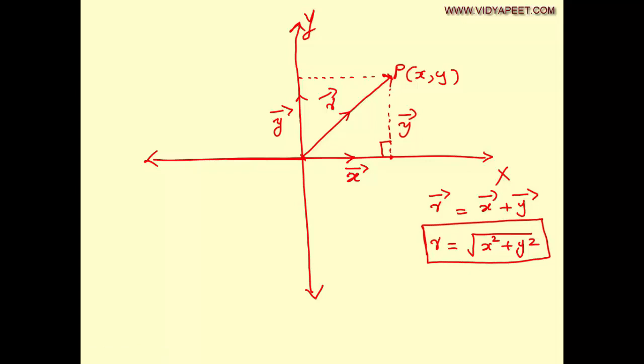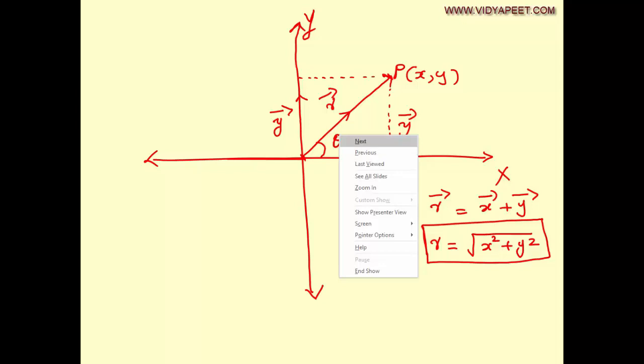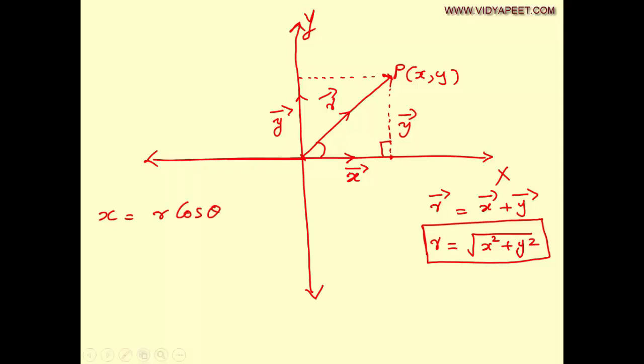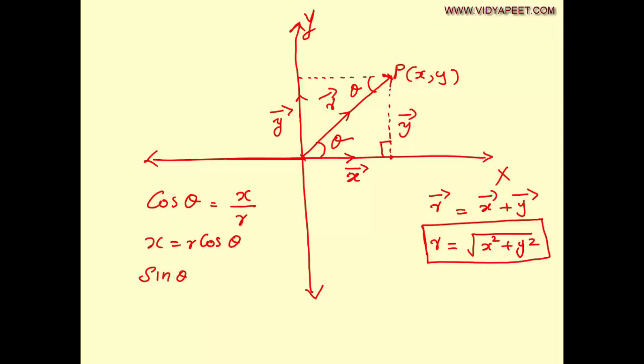Now let us take this angle to be theta. Then from the concept of projection I can say that x is nothing but r cos theta. From this triangle, this is theta, this is 90 degrees, so cos theta is adjacent side divided by hypotenuse. So to make it simple, let me write it. So cos theta equal to x divided by r, or I can say x equal to r cos theta. Now if this angle is theta, this angle will also be theta because these two lines are parallel. So from here I can write sin theta equal to y by r, or I can say y equal to r sin theta.